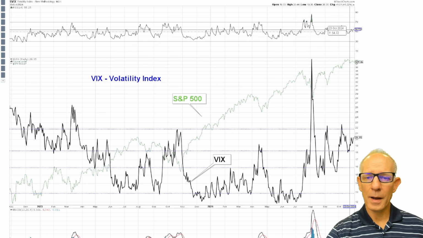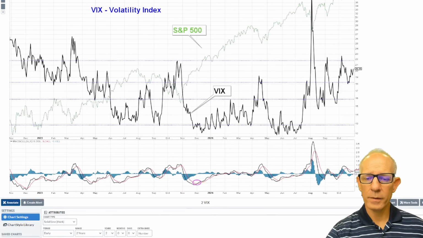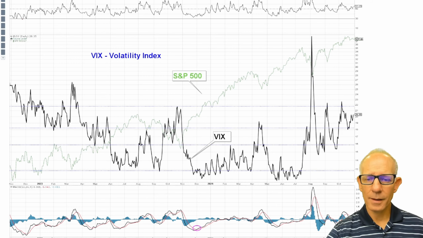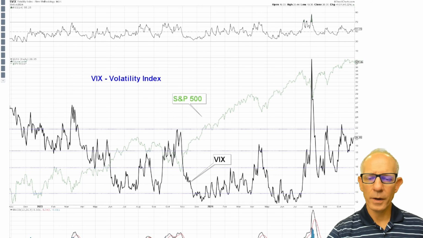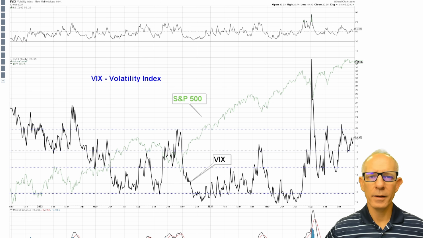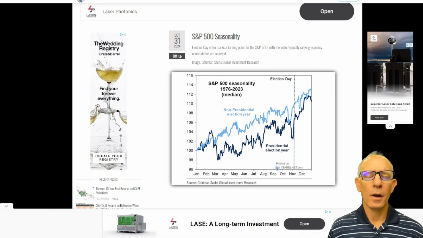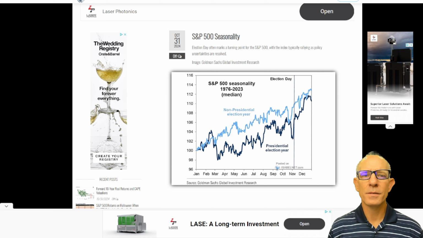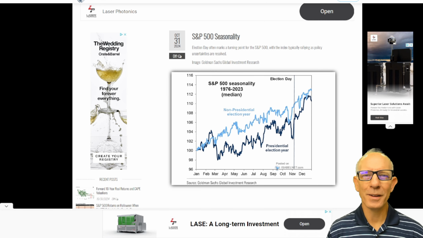So, it popped above 50 here. We've got it above the zero mark here on the MACD. So we want to watch these levels very closely, especially as we have the uncertainty of the presidential election looming on Tuesday. All right, so this is an S&P seasonality chart comparing the market since 1976 up until 2023.